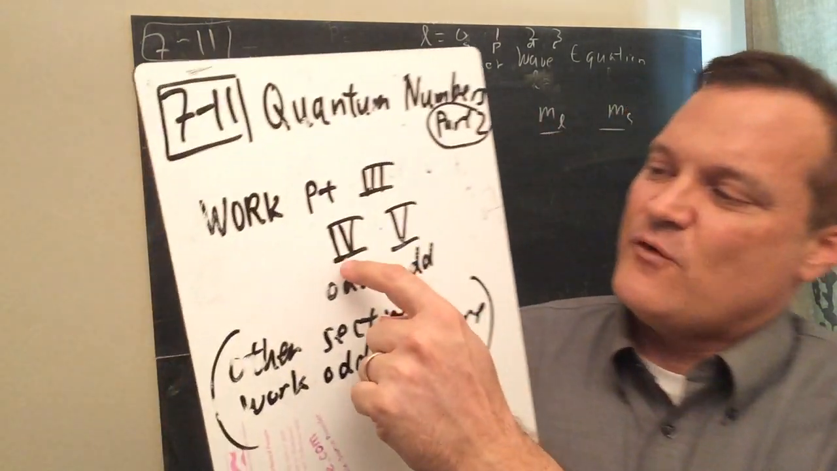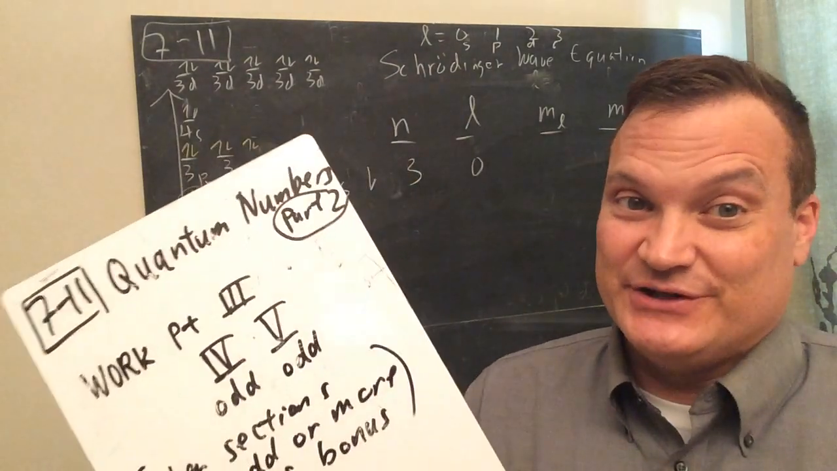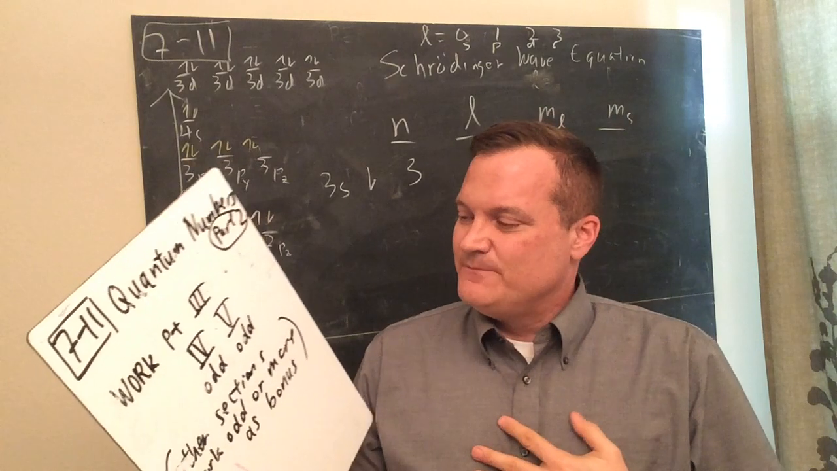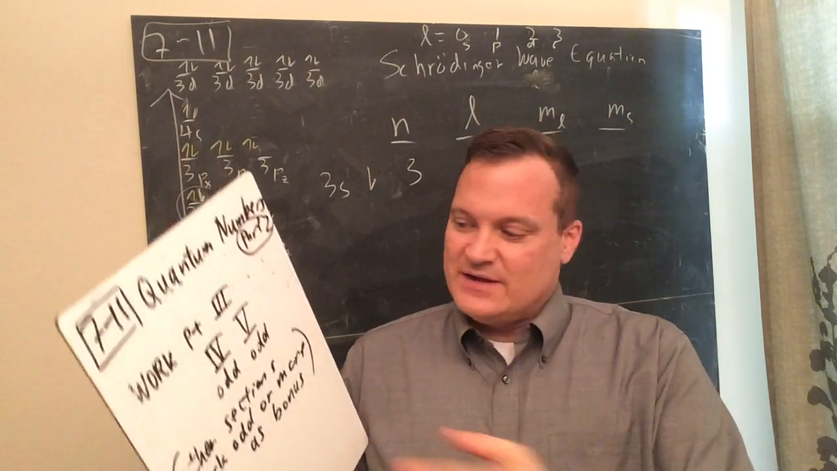You can do all of four and five if you wanted to. You should be able to do all of it. I just have you do the odd because it's something that's kind of a review. But I'm going to talk more about that in the next lessons.